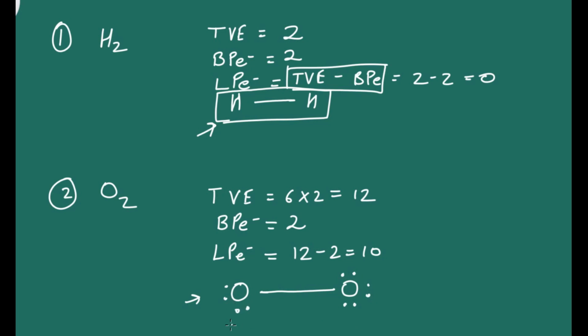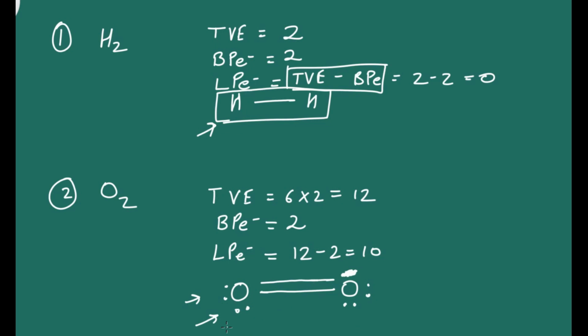Now calculate the number of electrons for this particular oxygen, and you will find there are 1, 2, 3, 4, 5 and 6. There are a total of 6 electrons for this particular oxygen. This oxygen is not able to complete its octet. So how will you complete the octet? You will remove a lone pair from this oxygen and put a double bond in this place.